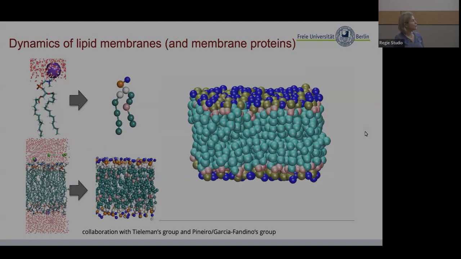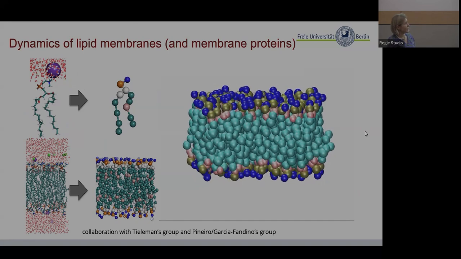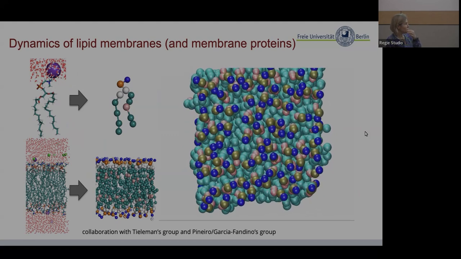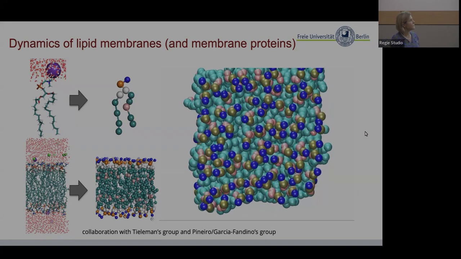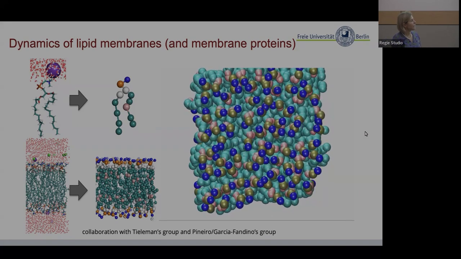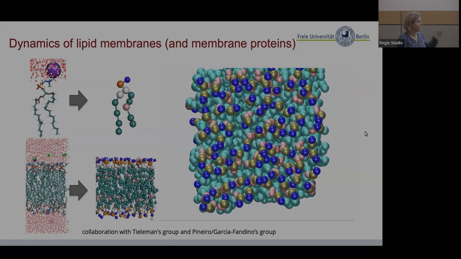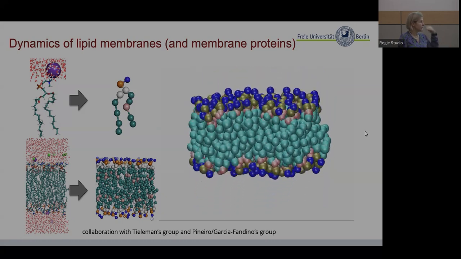More recently, we started to also work on membranes because a lot of proteins work in membranes. So we extended our model to membranes. And now we have a stable membrane model. We can also see the formation of membranes, micelles and stuff like this. And there is no water. The water is implicit, as for the protein. Now we need to take the step of putting the proteins in them.